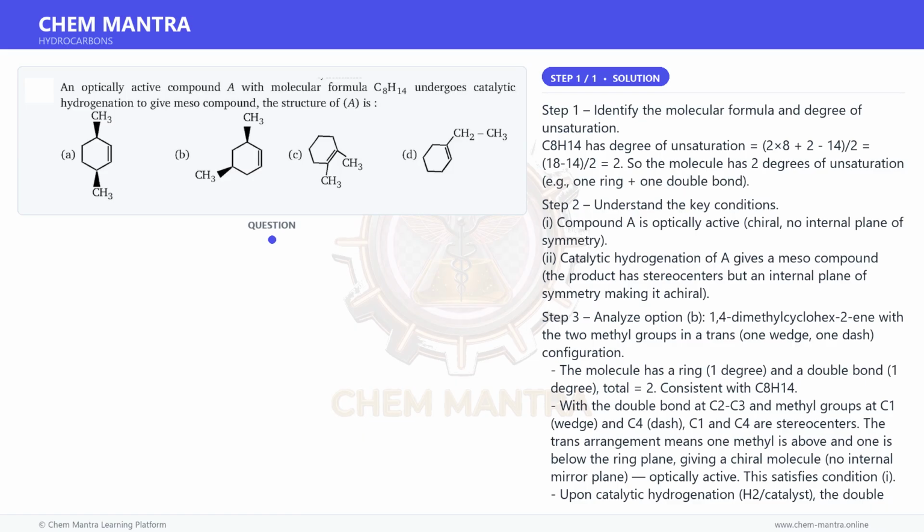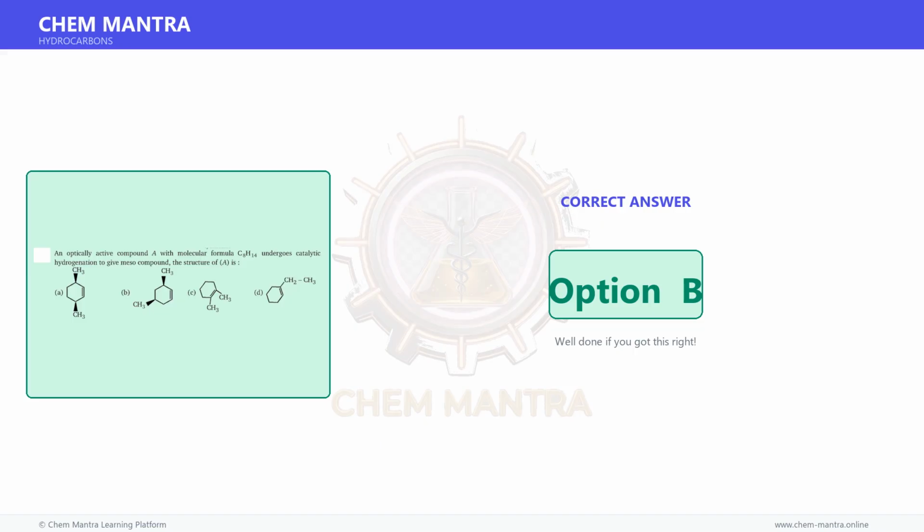Step 5. Conclusion. Option B. Trans 1,4-dimethylcyclohex-2-ene with methyls in opposite orientations is optically active and gives the meso trans 1,4-dimethylcyclohexane upon hydrogenation. Therefore, the correct answer is B. Therefore, the correct answer is option B.